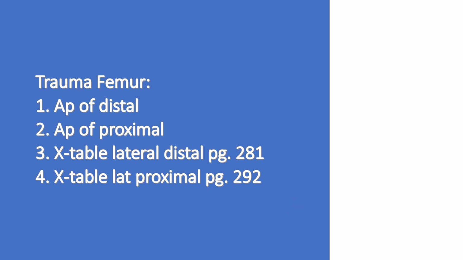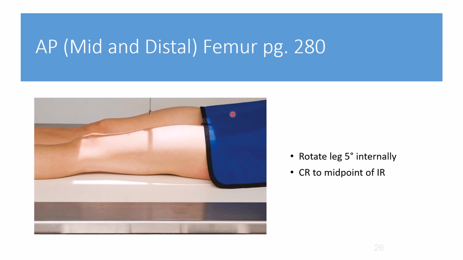If you have a patient that is a trauma patient, then you're going to do an AP of the distal femur, an AP of the proximal femur, a cross-table lateral of the distal femur, and a cross-table lateral of the proximal femur. Okay, so the AP of the distal is just exactly like we looked at for the first position of the femur on page 280. The leg is internally rotated 5 degrees to get a true AP. We capture the knee joint and as much of the femur as we can.